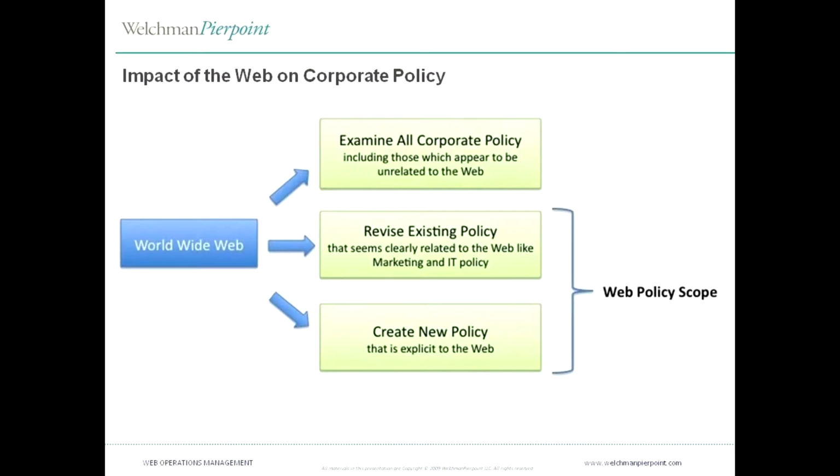There's, from the bottom up, a new policy that you have to create because the web is here. Great example of that is social media policy, right? That's a no-brainer. Then the other one is there are existing policies that you have that might have to do with document management, records retention, accessibility that were there pre-web that are now impacted, right? So you might have to go in and revise them.